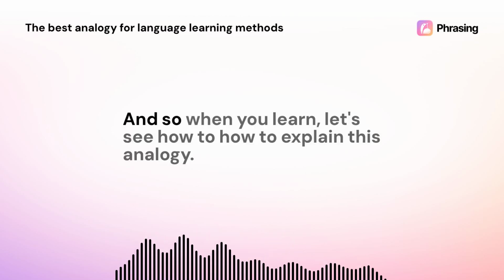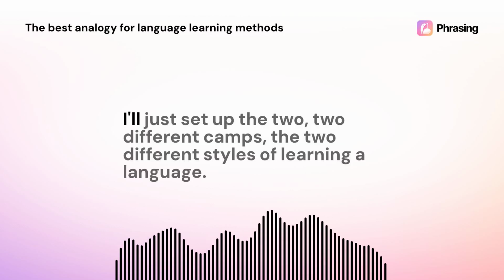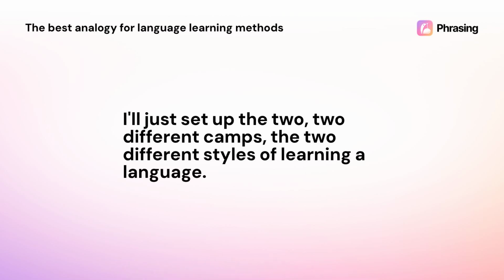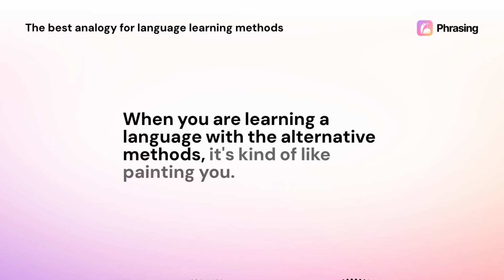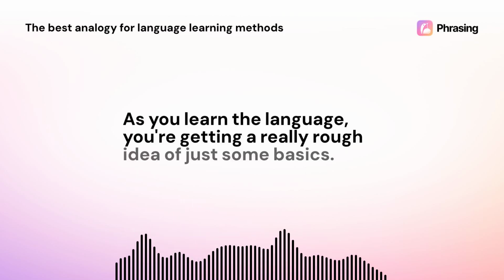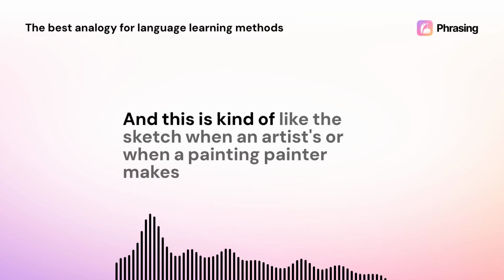And so when you learn, let's see how to explain this analogy. I'll just set up the two different camps, the two different styles of learning a language. When you are learning a language with the alternative methods, it's kind of like painting. As you learn the language, you're getting a really rough idea of just some basics. And this is kind of like the sketch.